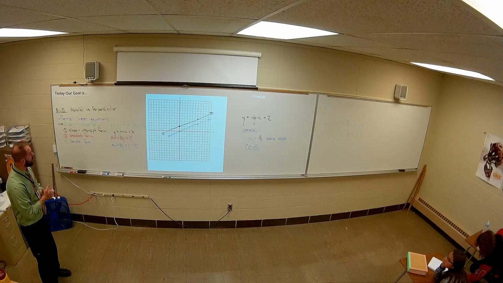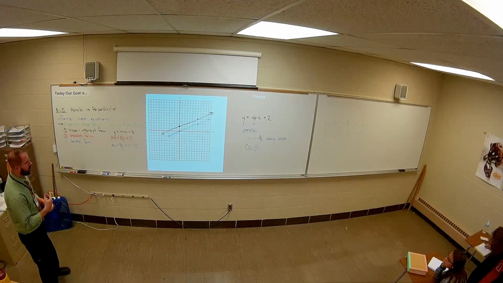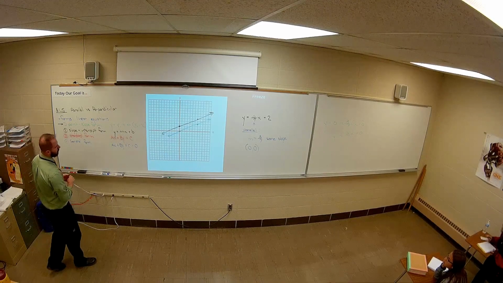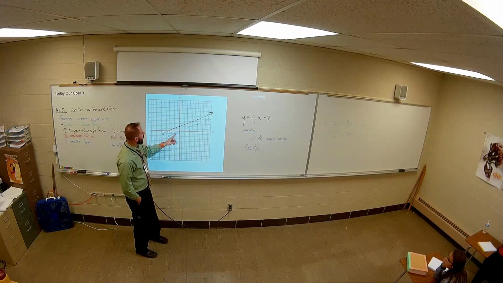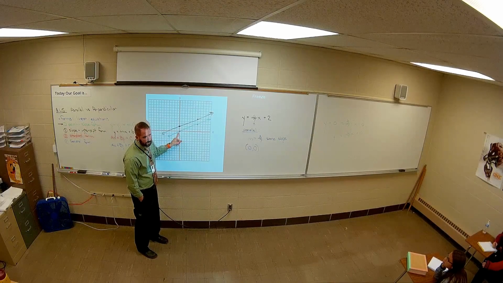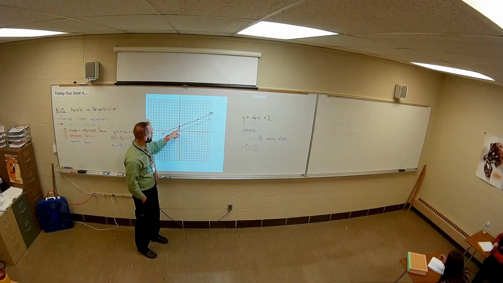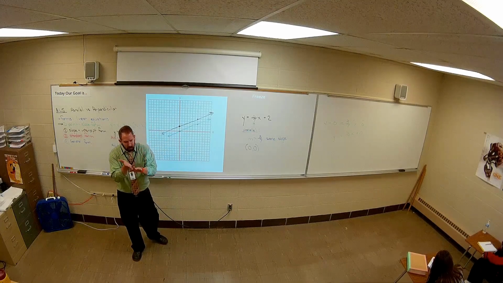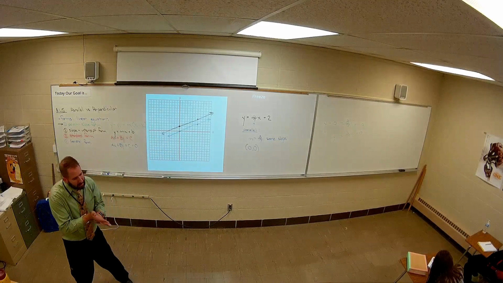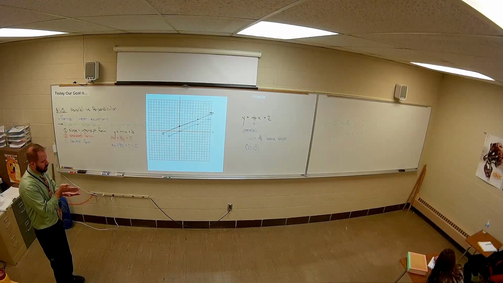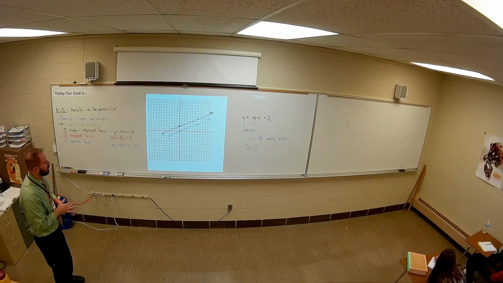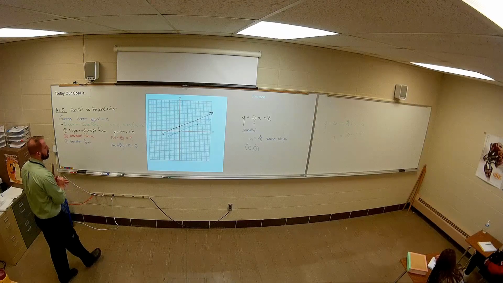Alright, but that's parallel, not bad. It's got the same slope, it's just going through a different y coordinate. The big thing here, it has to have a different y-intercept. Because if it has the same y-intercept, then the lines are literally on top of each other. And that's called coinciding. It's not parallel. They're literally the same one. They're on top of each other. So it has to have a different y-intercept.